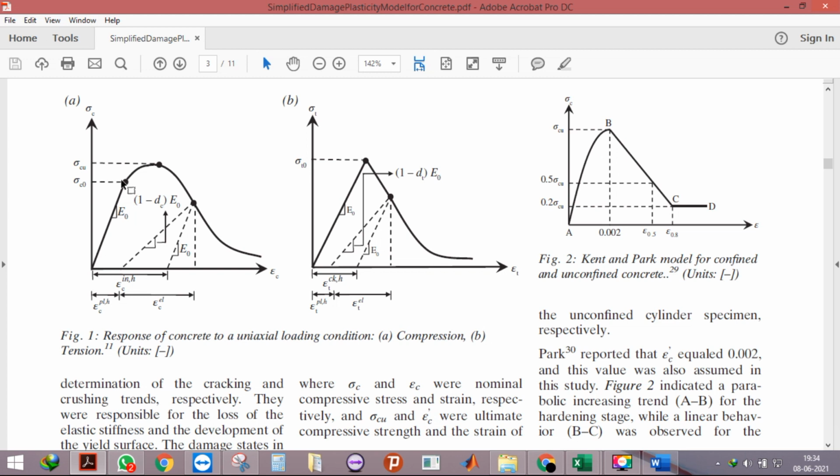So the strain corresponding to yield stress will be 0, because inelastic strain at the yield point will be 0. Elastic strain at the yield point will be maximum, but inelastic strain at the yield point will be 0. So that point will be 0.